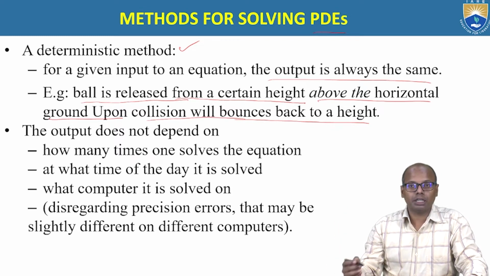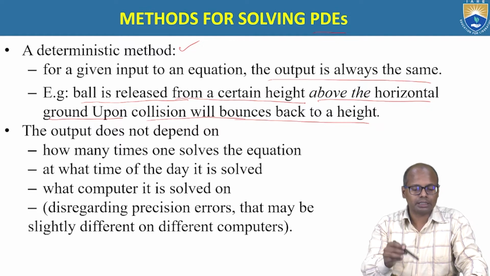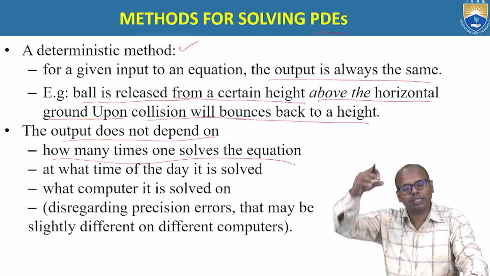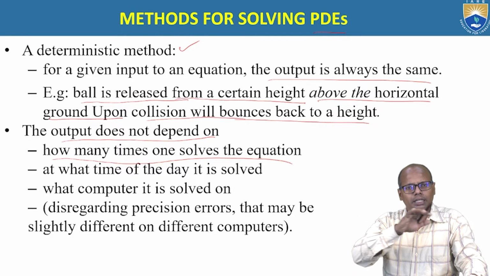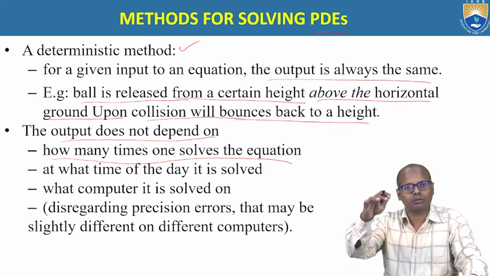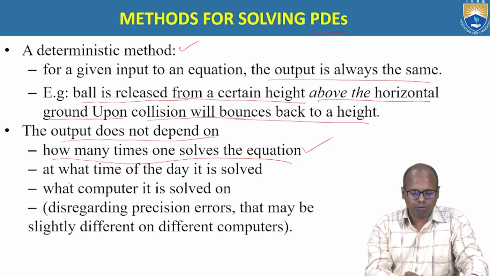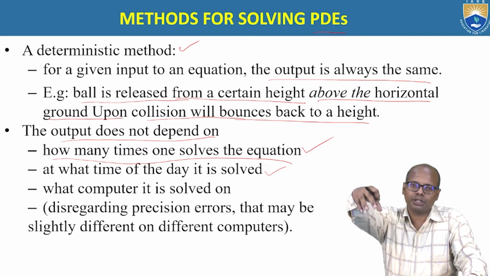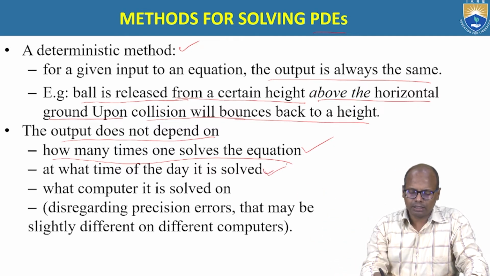Say if it is changing, what type of method do we have to use? Now here, in this deterministic method, the output does not depend on how many times the equation is solved, or how many times the ball is released from the particular height. However many times I release it, it will reach the same height. It is independent of the number of times the experiment is repeated and what time of day it is solved. I can release this ball in the morning, afternoon, evening or night, or in January, February, March, any time, and the height it bounces back to will be the same.